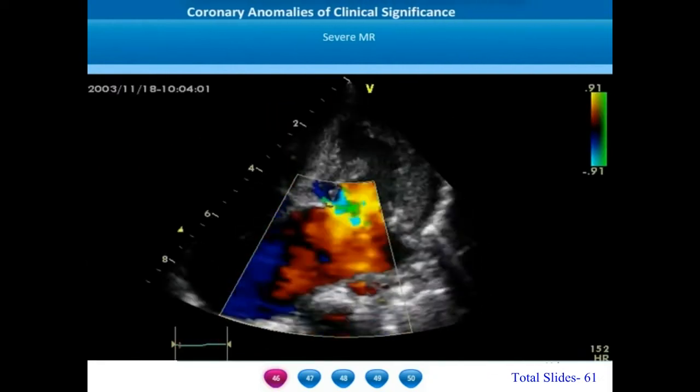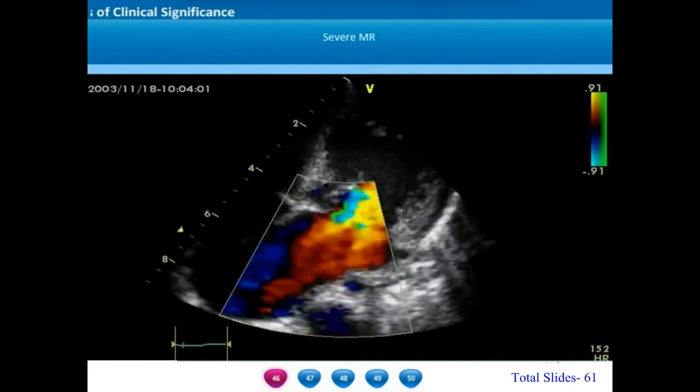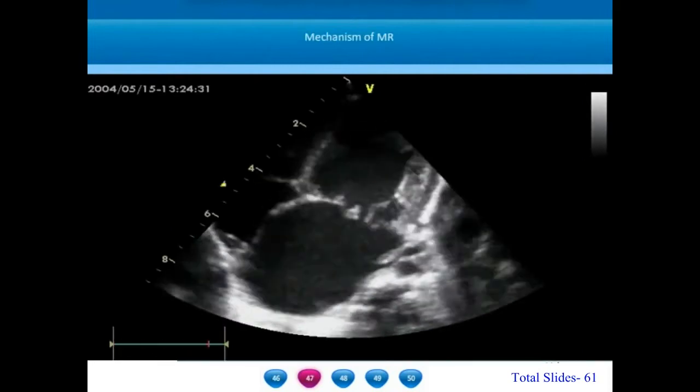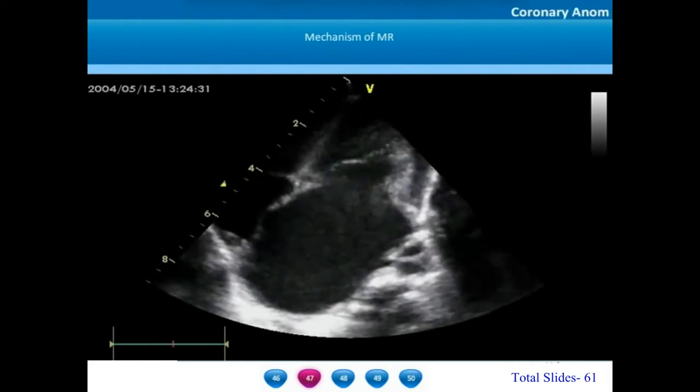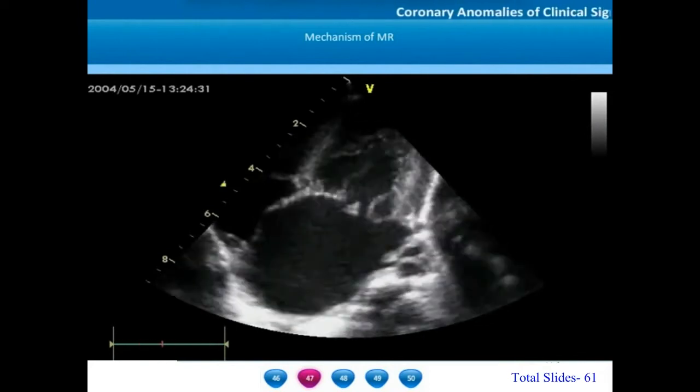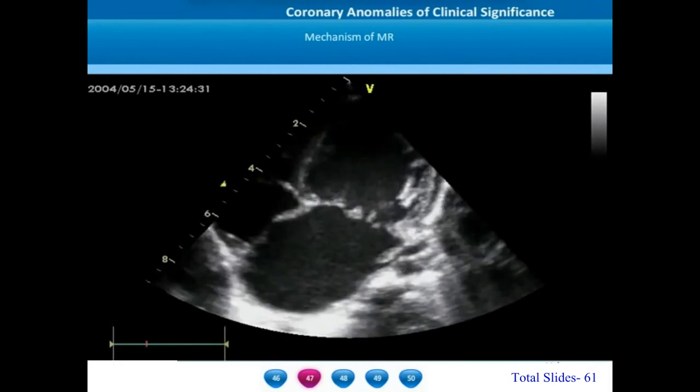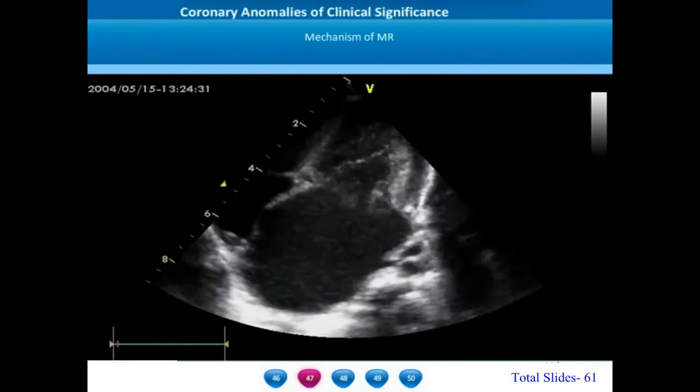However, in some patients, the mitral regurgitation can be very severe. This is an example of a severe central MR. There are various mechanisms of mitral regurgitation. As the left ventricle gets dilated, there is an annular dilatation that results in lack of coaptation of the leaflets.